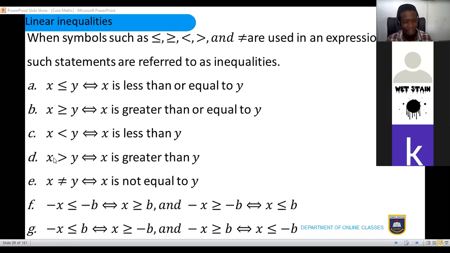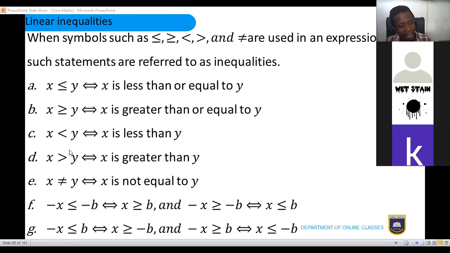So when my x is 2, then y must be from 1 to negative infinity. All the negative numbers, including 1, they're all numbers less than 2. And if I position the number at y, and for instance, I say my y is 2, that means all numbers greater than 2 are for x. So 3 is greater than 2, 4 is greater than 2, 5 is greater than 2, up to positive infinity.